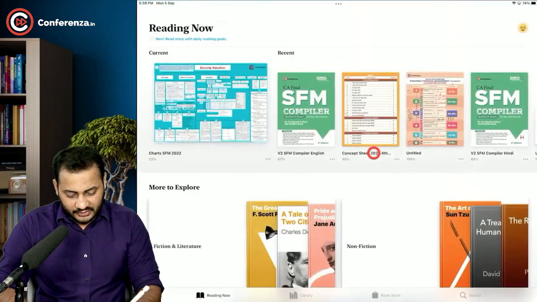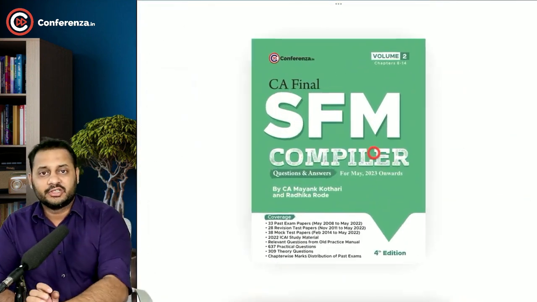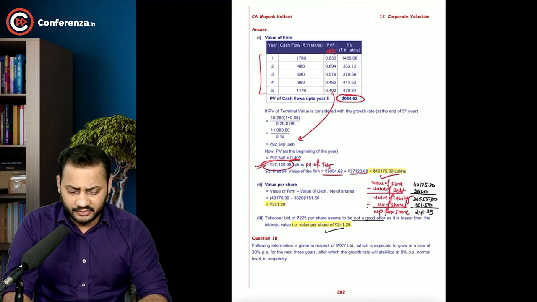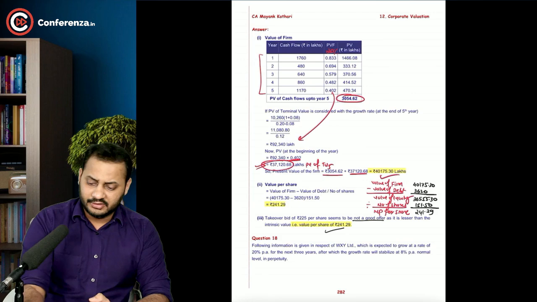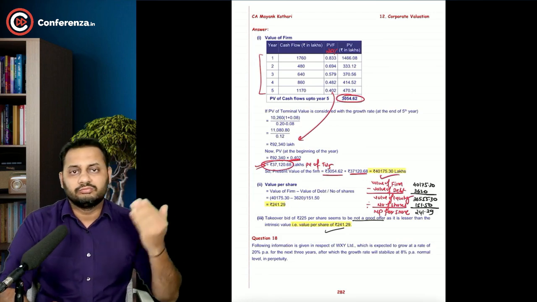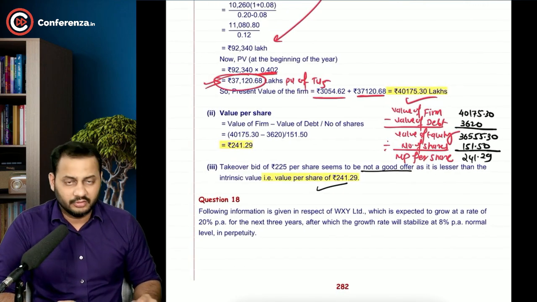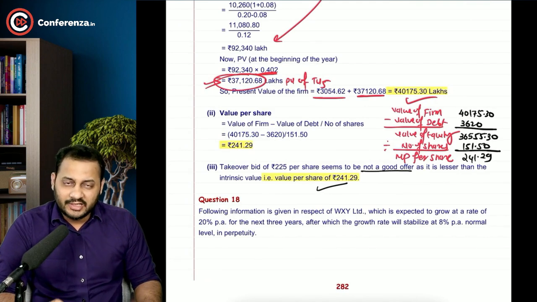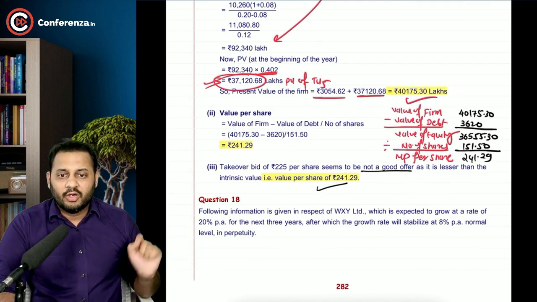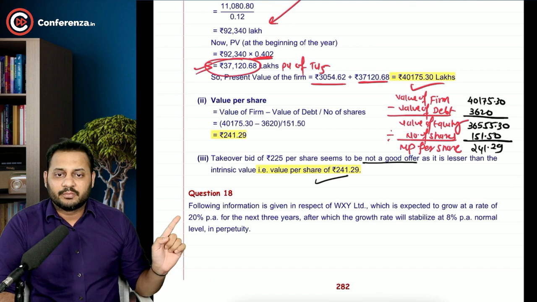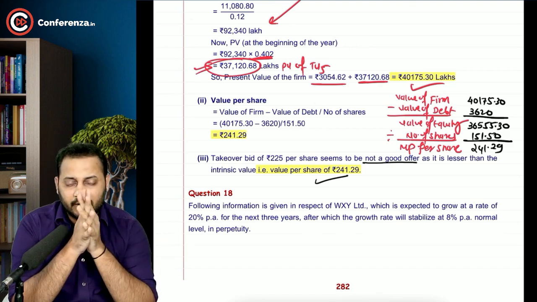Okay, let's start with the first question now. The next 10 questions are going to be the important ones, in terms of, we can say, large questions. But later on, after 30, the size of the questions will be small. Following information is given in respect of, one more thing.